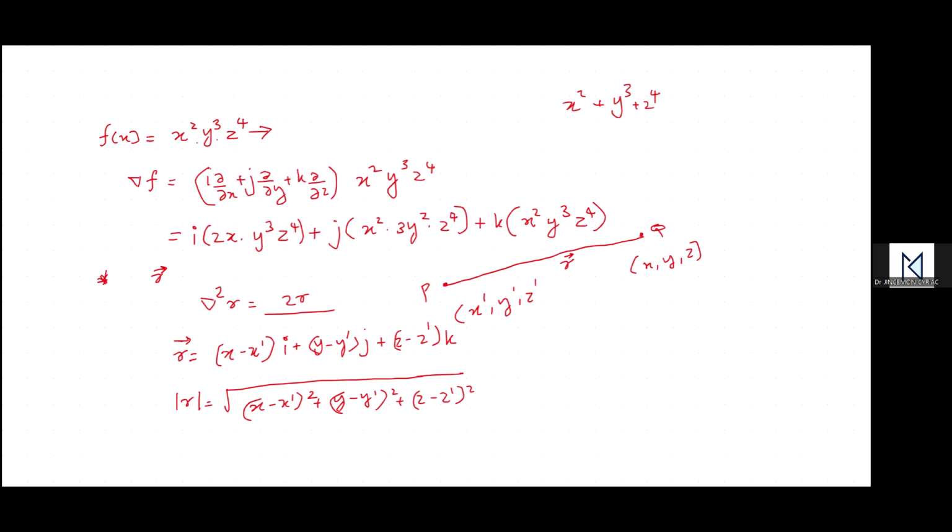Now if we want to find the square of R, we take R square, such that R square is equal to this whole square. That means 1 by 2 root, we can write it as 1 by 2 into 2, that means 1. Then this root is cancelled. So R square is equal to x minus x prime the whole square plus y minus y prime the whole square plus z minus z prime the whole square.